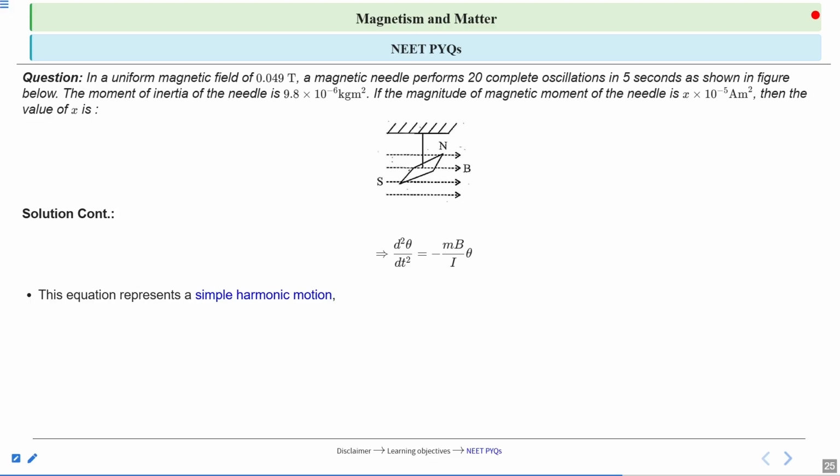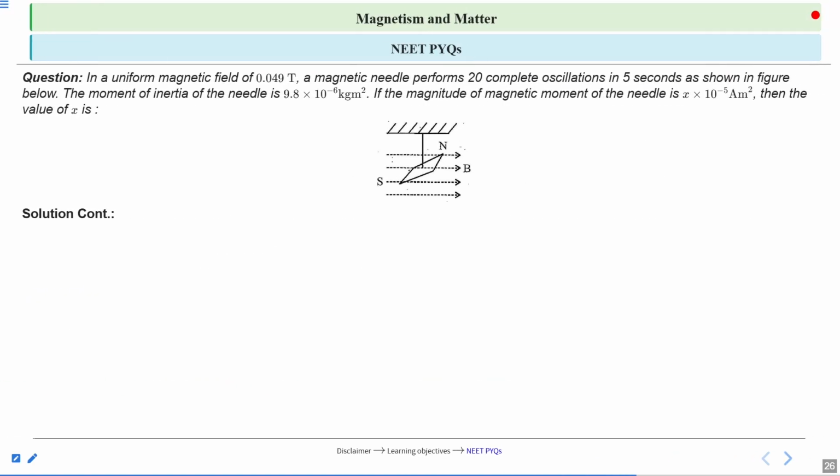So this equation represents a simple harmonic motion. The equation of simple harmonic motion in rotational motion is given as d square theta upon dt square, which is equal to minus omega square theta. So this is the equation for simple harmonic motion in the rotational motion case.